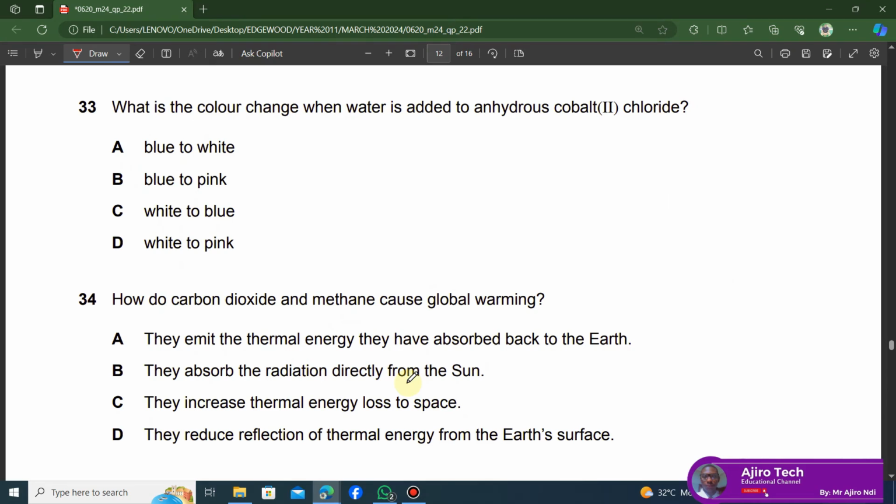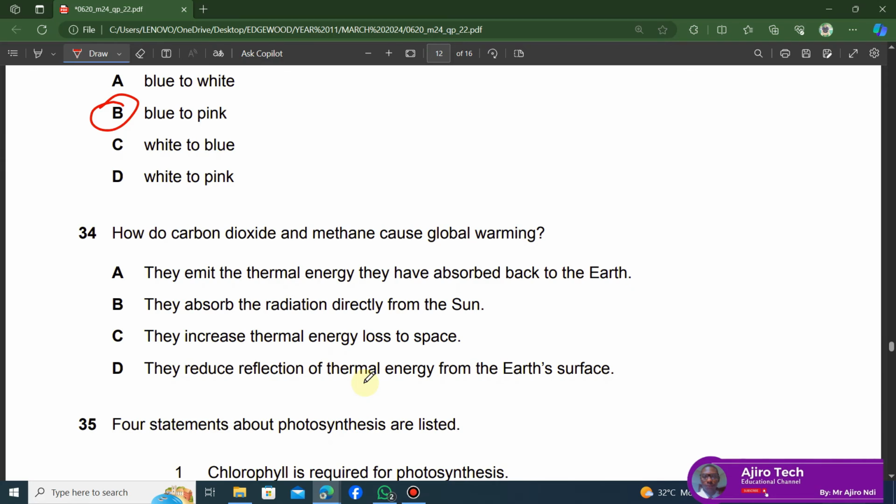What is the color change when water is added to anhydrous cobalt(II) chloride? Okay, so anhydrous cobalt(II), that's dry cobalt(II) chloride, is blue in color. So when you add water, it turns pink. All right, so that's very easy.